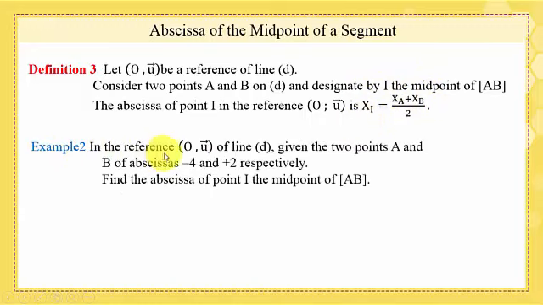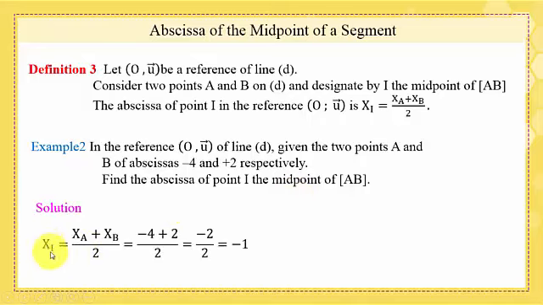Example 2. In the reference (O, U) of line D, given the points A and B of respective abscissas minus 4 and 2, find the abscissa of I, the midpoint of AB. Solution: by applying the formula, XI equals (XA plus XB) over 2, equals (minus 4 plus 2) over 2, equals minus 1.